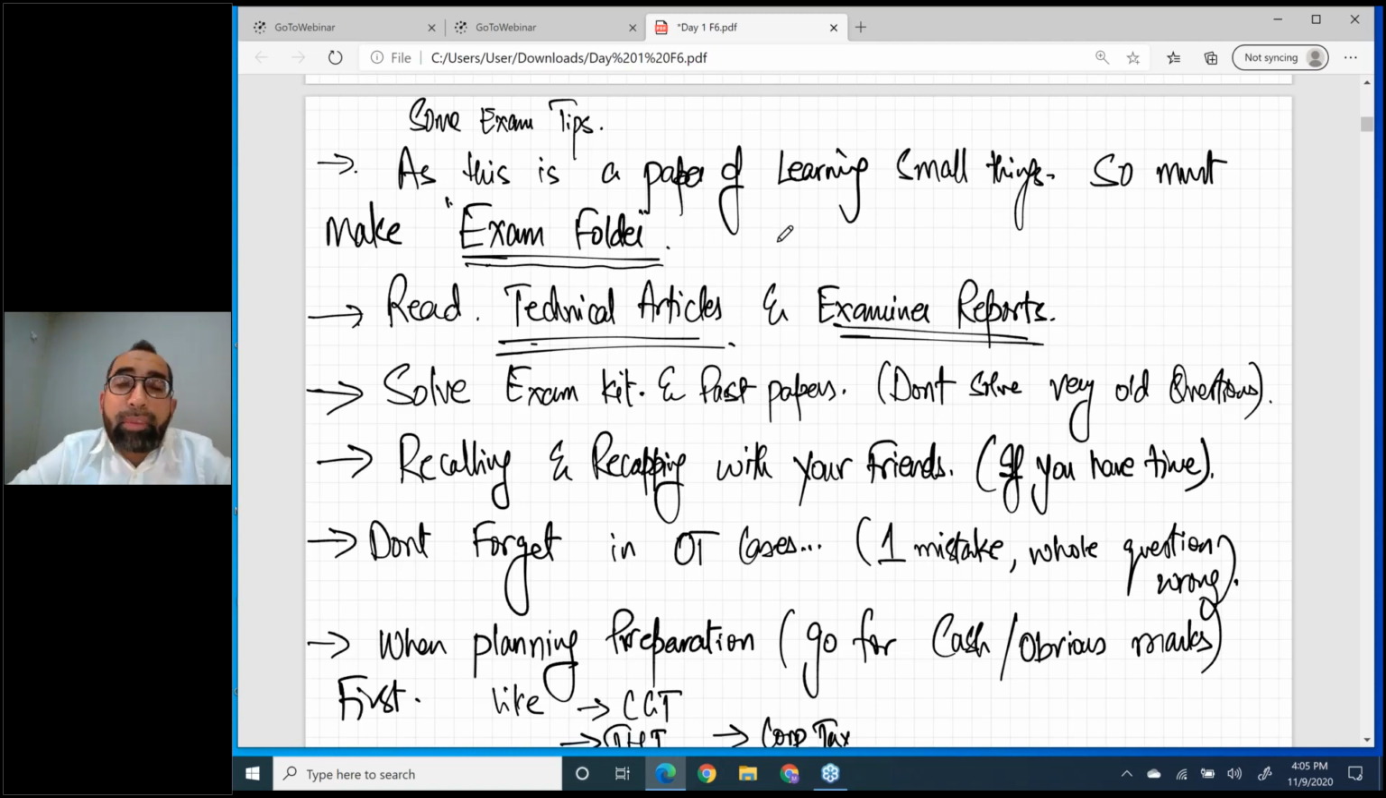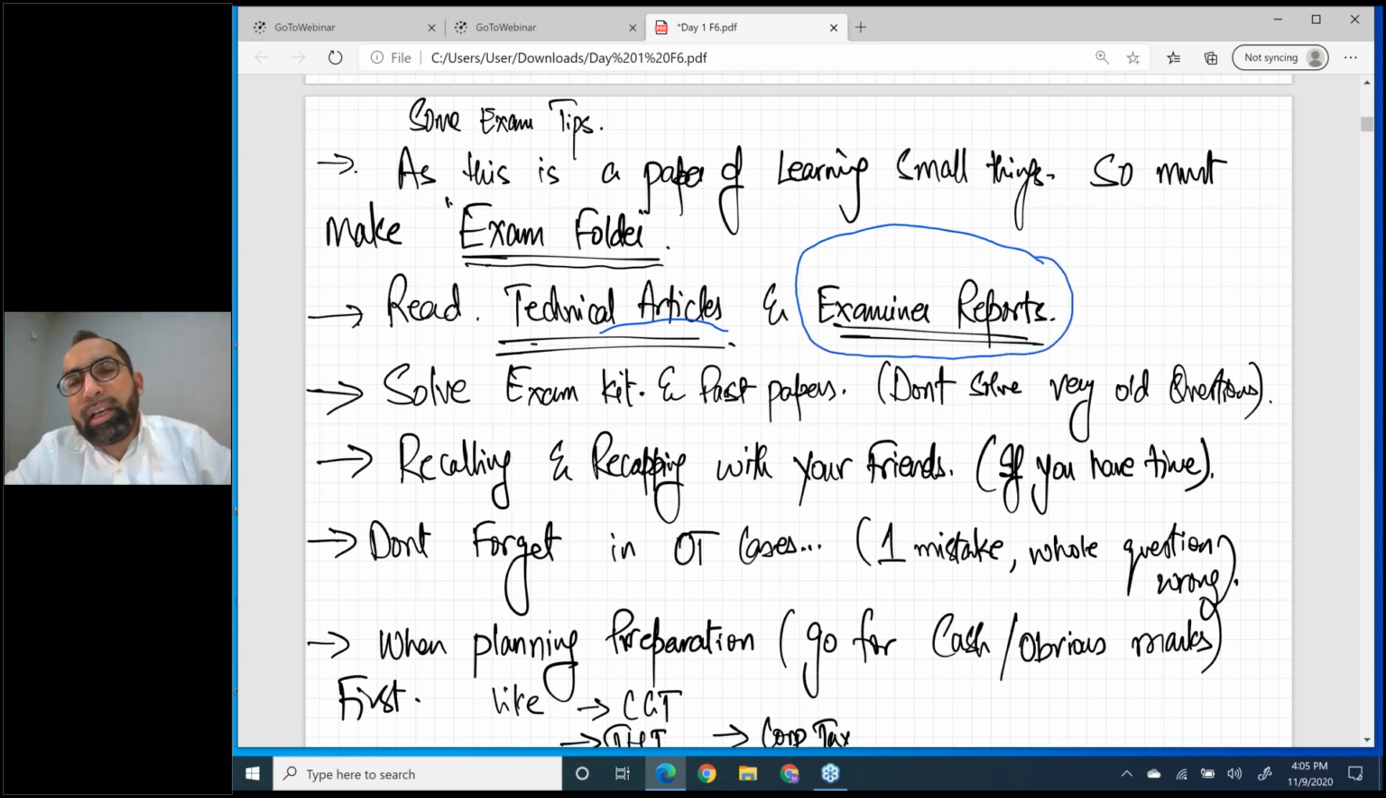The second, read technical articles. You can visit accaglobal.com and there are many articles related to CGT, IHT and all. One more thing, always for all papers, examiner reports are a must. Even I also read examiner reports. You see many mistakes done by students in the past, so that you don't repeat them, right?